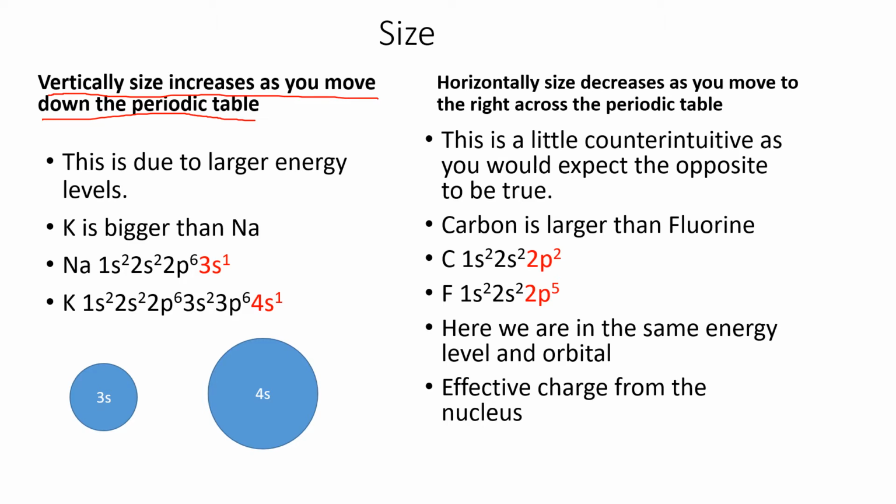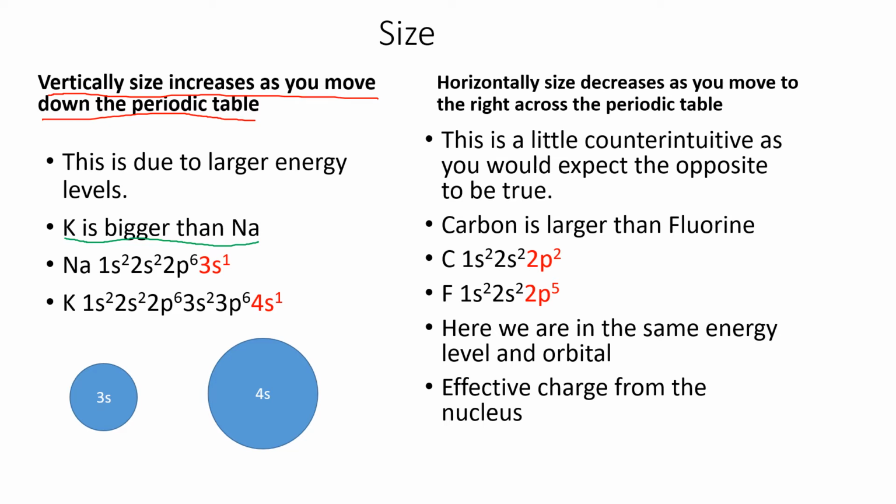So let's look at an example. Potassium ends up being bigger than sodium. We can use our electron configurations to take a look at this. If we write out the electron configuration for sodium, we'd have 1s2, 2s2, 2p6, 3s1. If we do the same thing for potassium, we'd be looking at 1s2, 2s2, 2p6, 3s2, 3p6, 4s1.